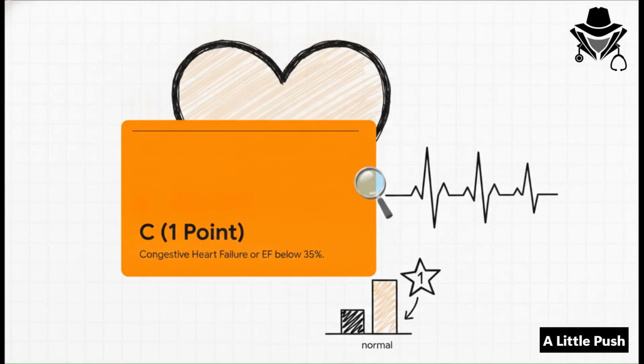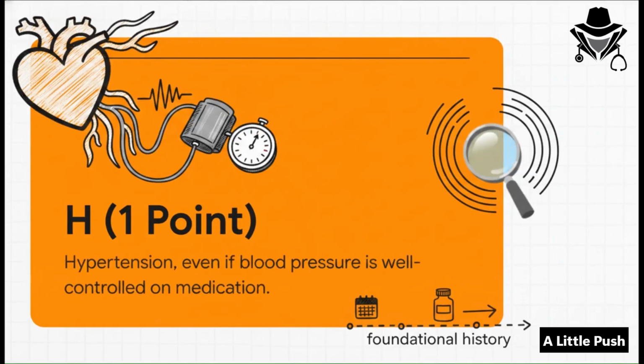The C stands for congestive heart failure. If your patient has any history of congestive heart failure, or specifically a low ejection fraction below 35%, boom, they earn 1 point. Moving on from the heart, we look at systemic pressure. H is for hypertension. This also gets 1 point. But here is the absolutely crucial detail. They get this point even if their blood pressure is completely well controlled on medication right now. That foundational history of hypertension is what we care about for their baseline risk.